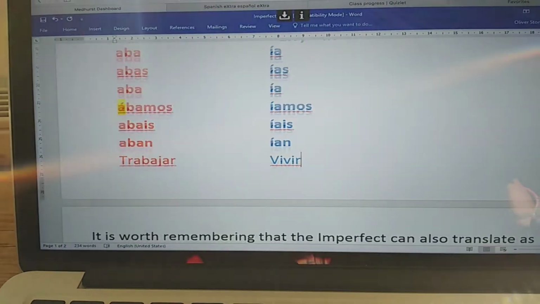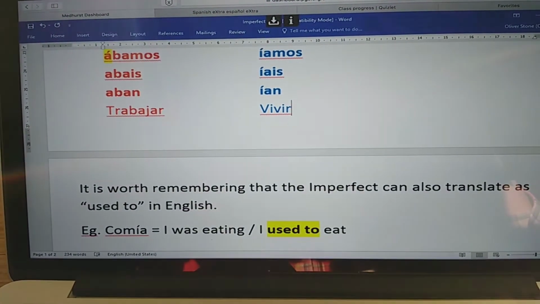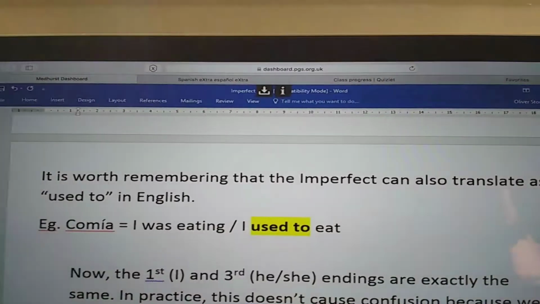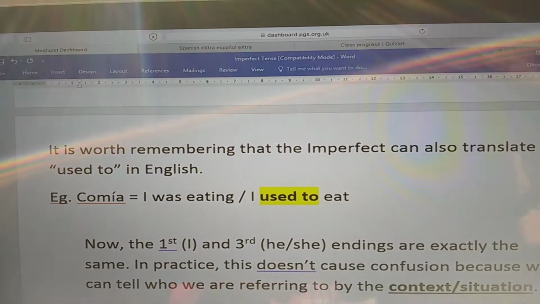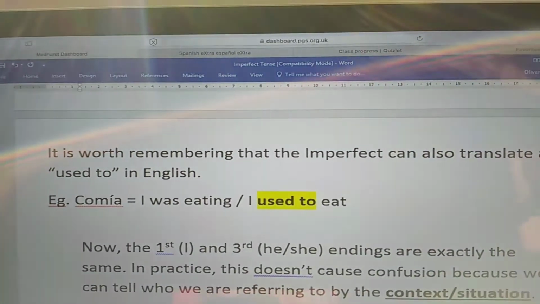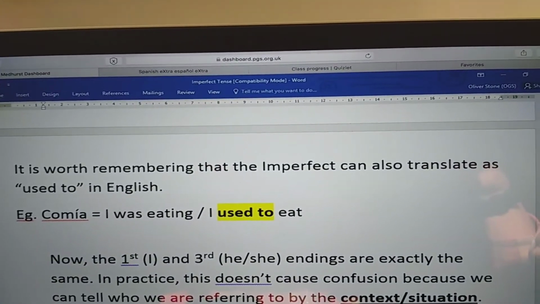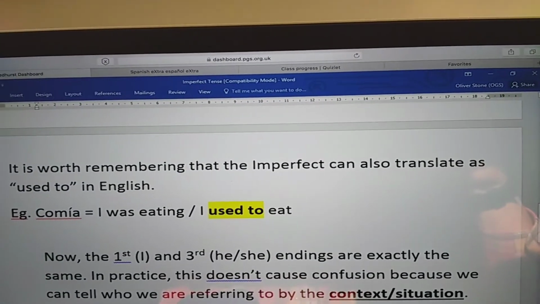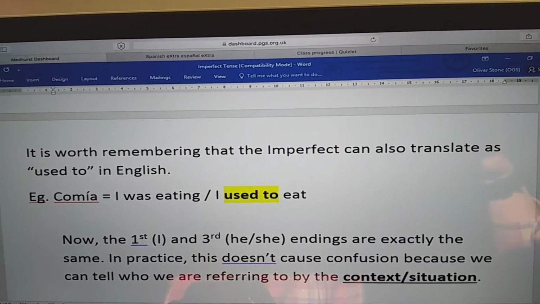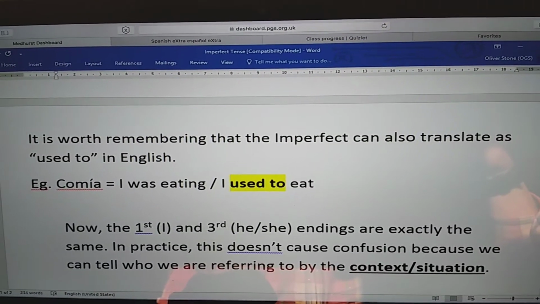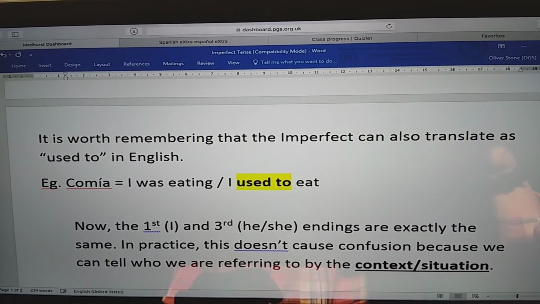Right, so other points to make. It can, just so you know, be used to translate to as used to. So comía actually doesn't just mean in English I was eating. It could mean I used to eat. So it's a really, really useful tense, this. It gives us much more control in Spanish. Okay.